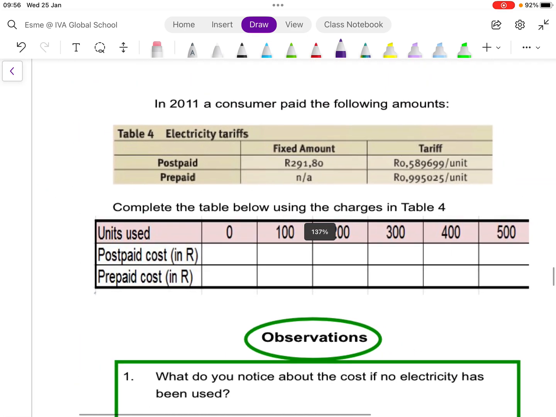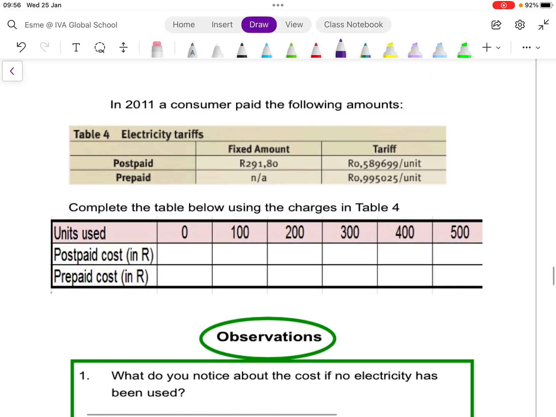Right, in order to draw those graphs, you were given this type of information. So the postpaid means you pay after using. There is a fixed amount, because remember there's work involved. They've got to generate the accounts, they've got to come and read your electricity, etc. So you pay a fixed amount or a base fee of 291.80.